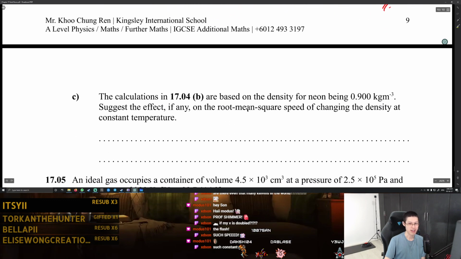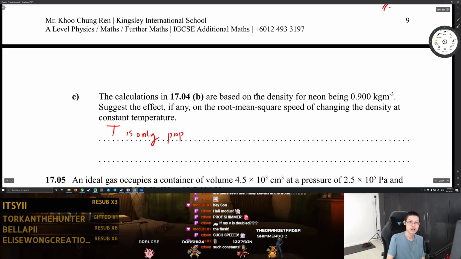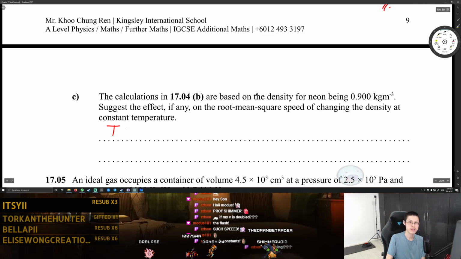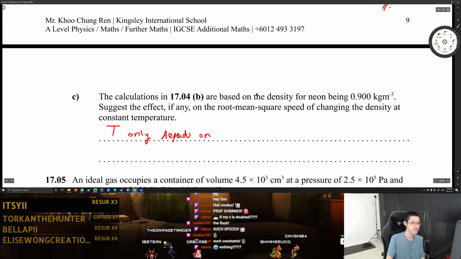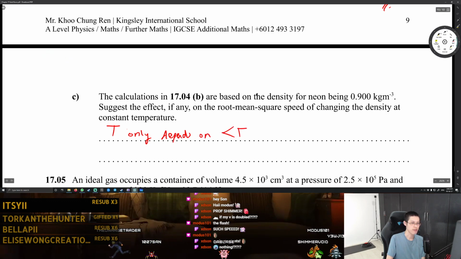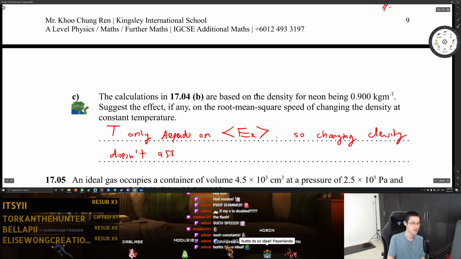The answer is nothing happens, because for an ideal gas, the temperature only depends on the average translational kinetic energy. So changing density doesn't affect the root mean square speed.